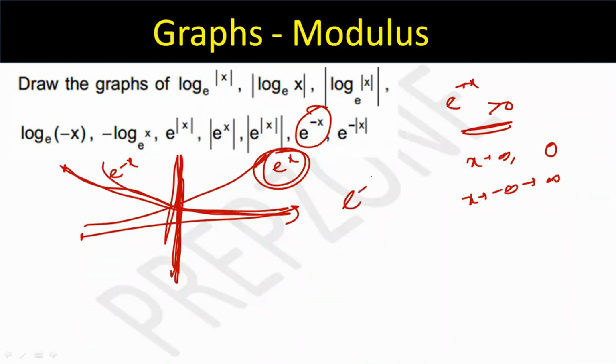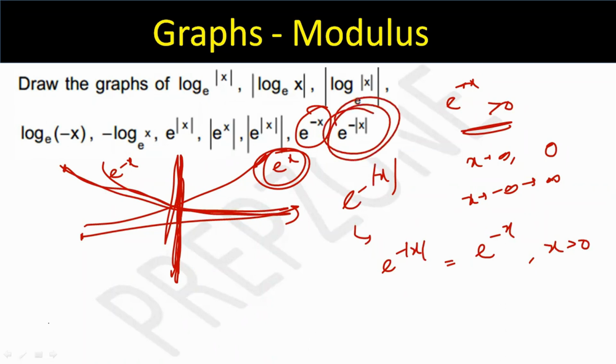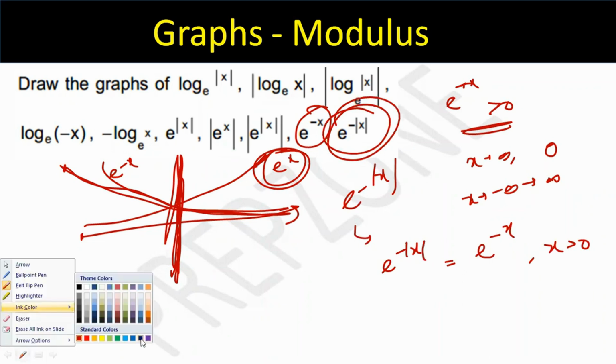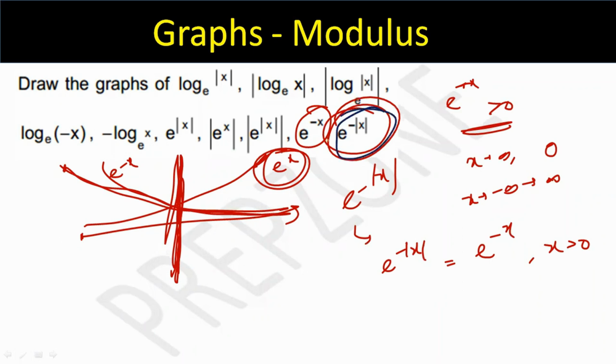And last was e to the power minus mod x. Okay? So again, you will make cases. e to the power minus mod x is nothing but e to the power minus x when x is positive, and then I just take its mirror image. Okay? Because it's an even function, and when x is positive, let me change the color here. Yes. So again, this is an even function. So whenever you have to plot a graph of any even function, always only plot the graph for x greater than 0 and then take its mirror image.